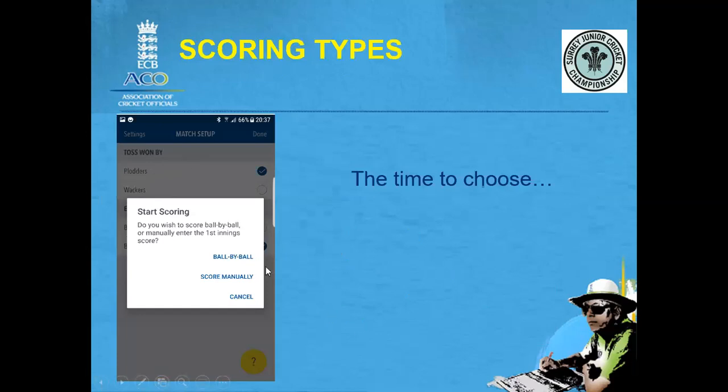And then it asks us how we want to score. Ball by ball is the answer. This is the real advantage of having electronic scoring. Score manually is just like having a paper scorebook, and really is giving up a lot of the advantages of having the app.